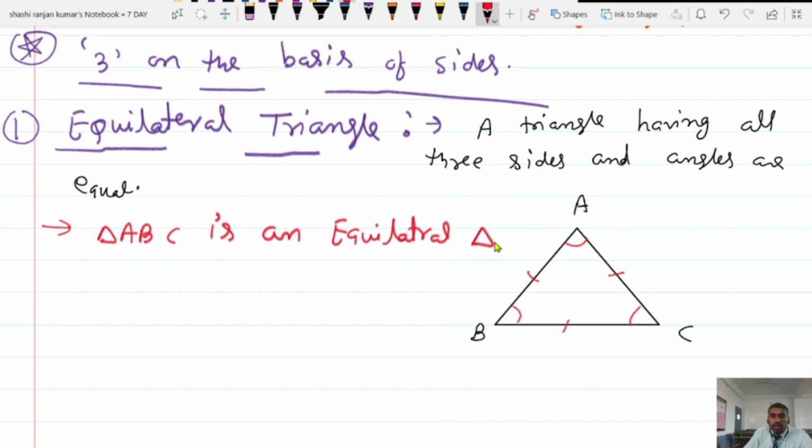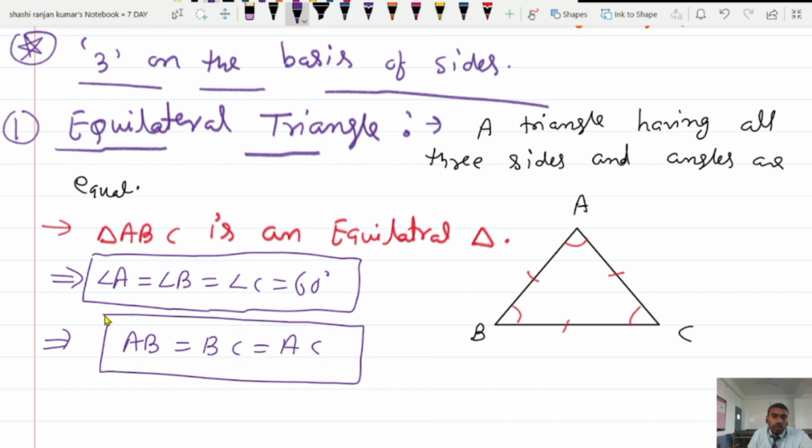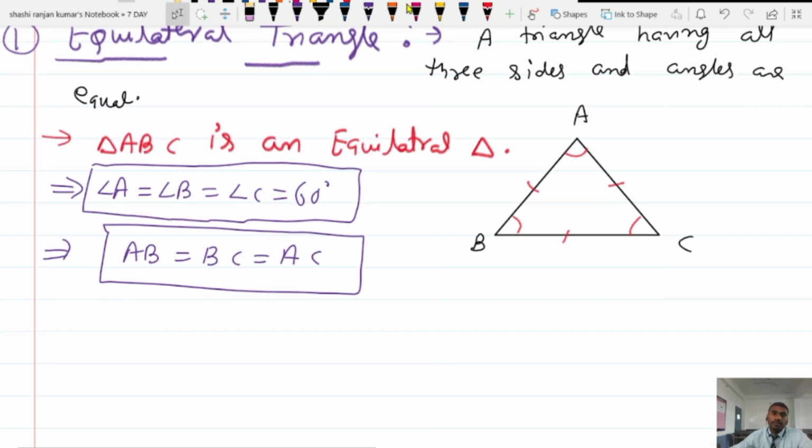What is the meaning of that? If this is an equilateral triangle, it implies that angle A is equal to angle B is equal to angle C is equal to 60 degrees. So in an equilateral triangle all the angles are equal and each is 60 degrees. Second, all the sides will be the same, that is AB is equal to BC is equal to AC. So in an equilateral triangle all three angles and all three sides are the same. This is the first type, the equilateral triangle.